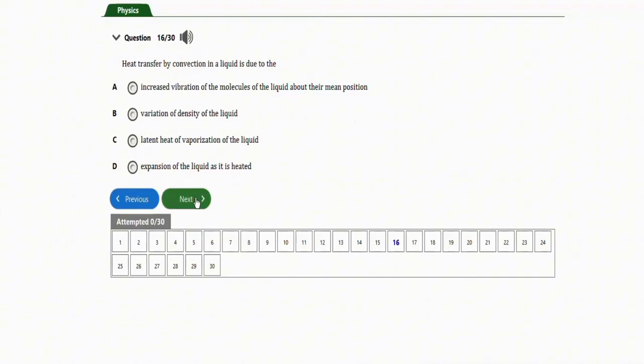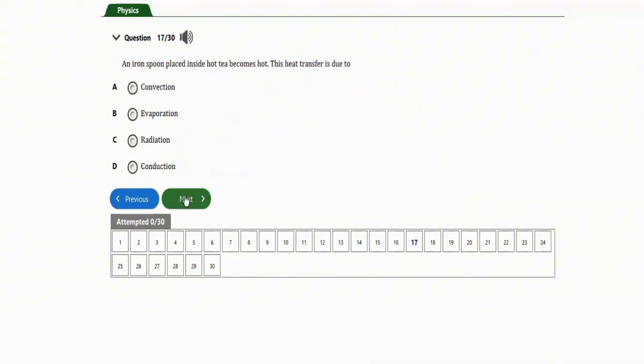So let's go to the next repeated question, which is this one. It says, an iron spoon placed inside hot tea becomes hot. This heat transfer is due to, so guys, the correct option to this question is what? Option D, conduction. An iron spoon placed inside hot tea becomes hot. The heat transfer is due to conduction. Let's go to the next repeated question, which is this one.